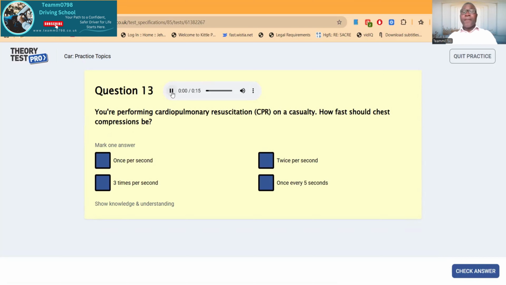You're performing cardiopulmonary resuscitation, CPR, on a casualty. How fast should chest compressions be? Once per second, twice per second, 3 times per second, once every 5 seconds. So this is what I was trying to say earlier, but just could not remember the right expression. So twice per second. Okay.